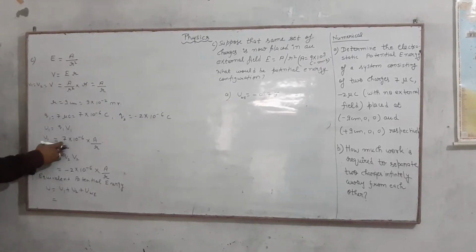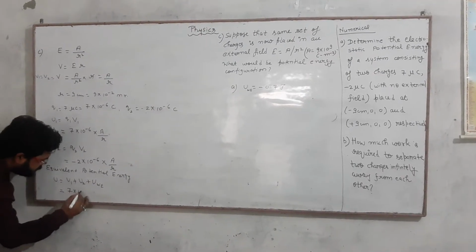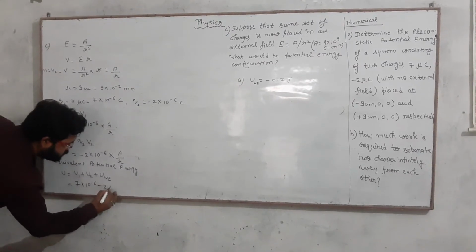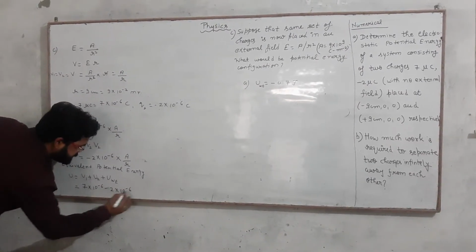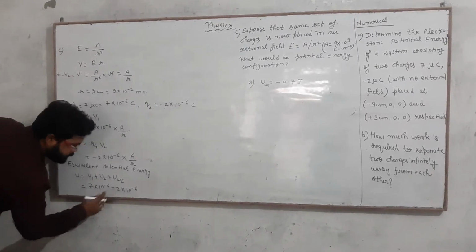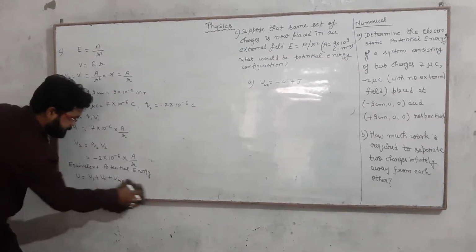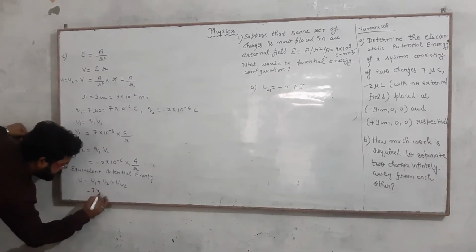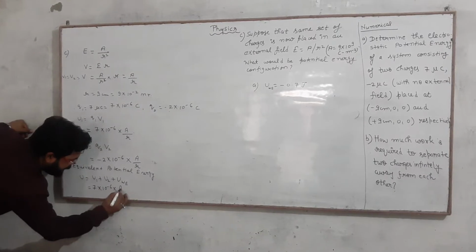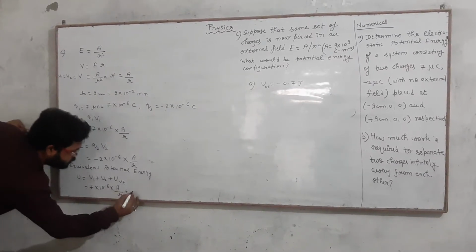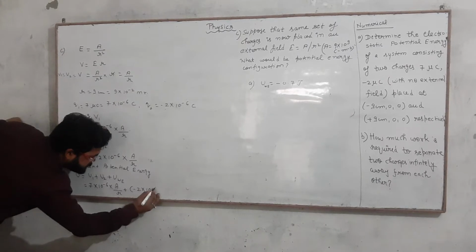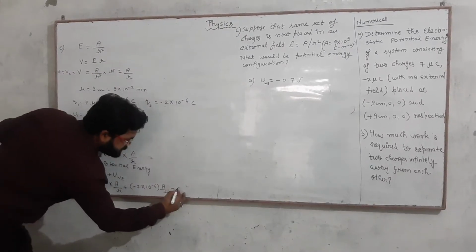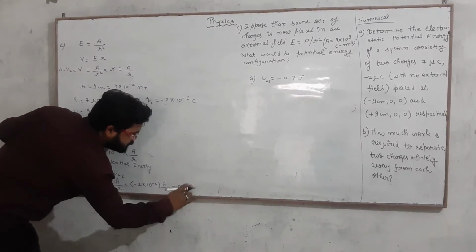What is the value of U1? The value of U1 is 7 into 10 to the power minus 6. And what is the value of U2? That is minus 2 into 10 to the power minus 6. Or we can say U1 is equal to 7 into 10 to the power minus 6 into A by R. And U2 is minus 2 into 10 to the power minus 6 A by R. And this is minus 0.7 joule.